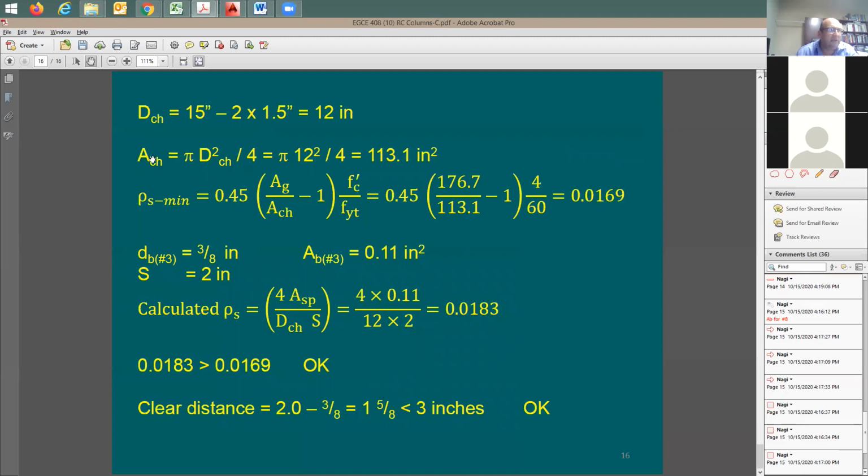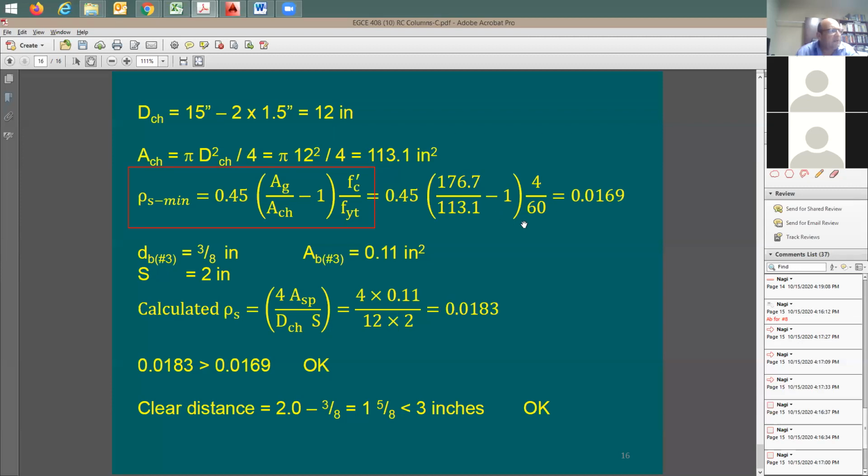ACH, the cross-section area of the confined core, is going to be equal to pi d sub CH squared divided by 4, which is 113. So then let me look for the equation for the needed spiral reinforcement ratio. It says here 0.45 is just a constant. Nothing to do about this constant. A sub G, the cross-section area, is 176.